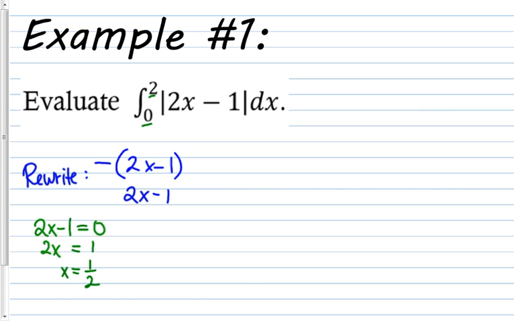Okay, so this is now from 0 to 1/2. Something goes here. And I'm going to add it to from 1/2 to 2. And then something goes here, dx. Now the question is, what goes where?